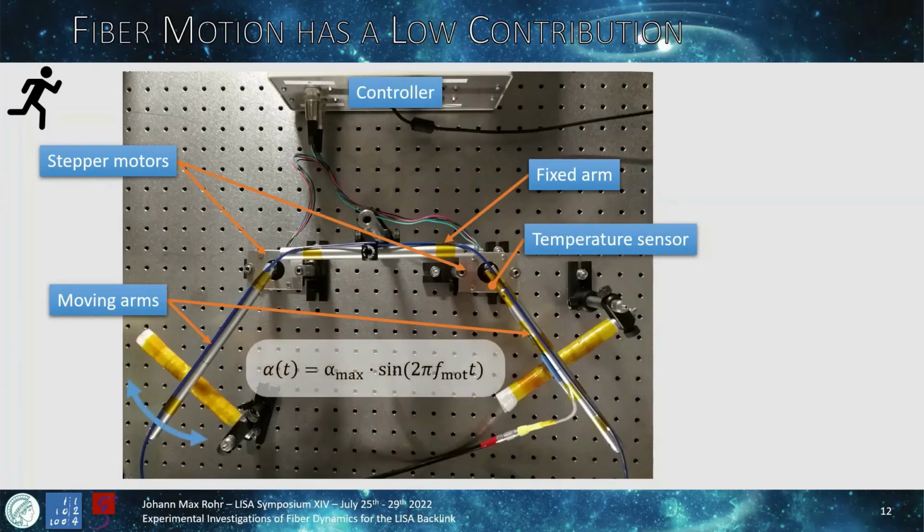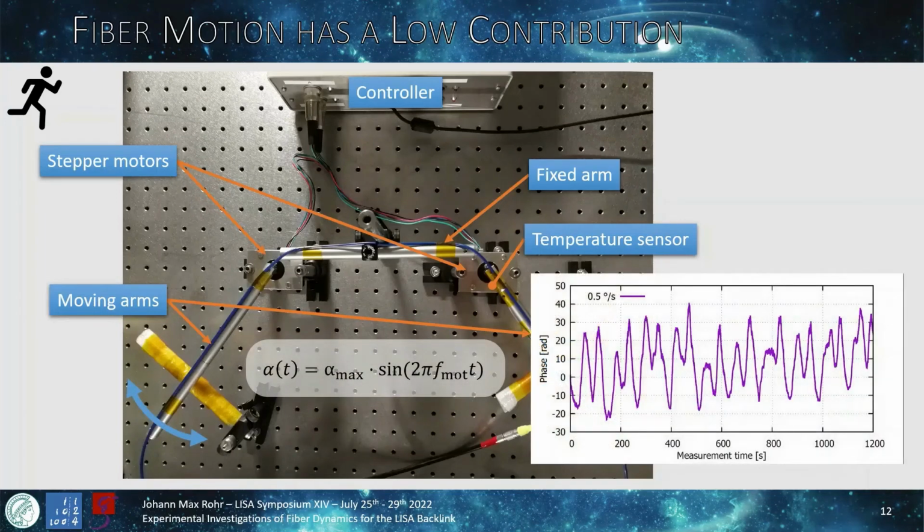And here is an exemplary time series of such a measurement that shows a contribution at the motion frequency, and in this case at its second harmonic. Over many measurements at different angles and different frequencies, we find the motion coupling is less than 1 radian per degree of motion, and simulations show that this is fortunately negligible for the performance.